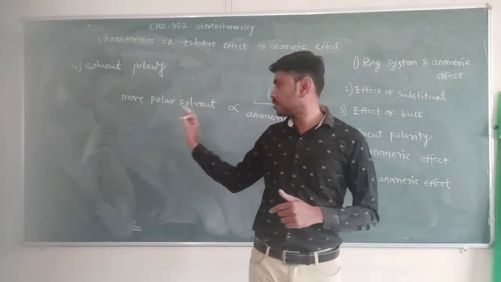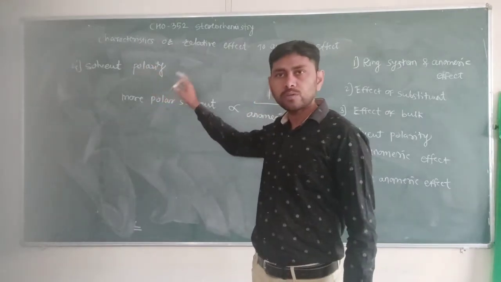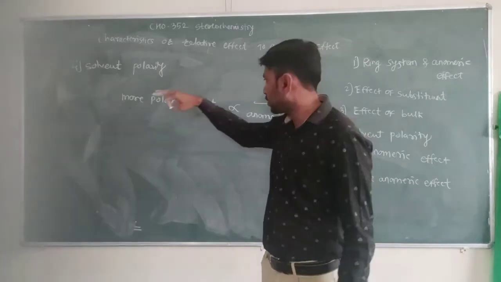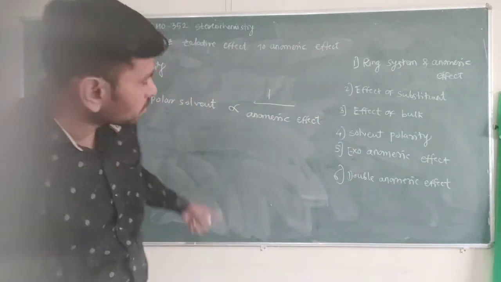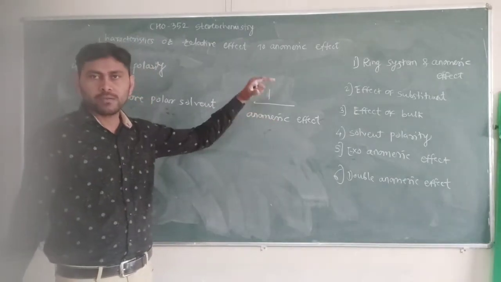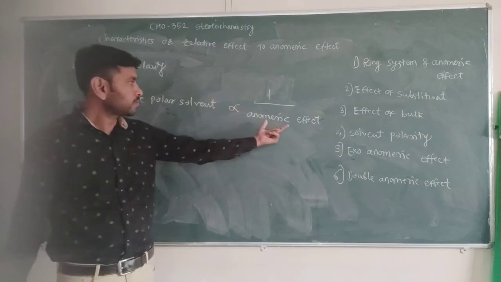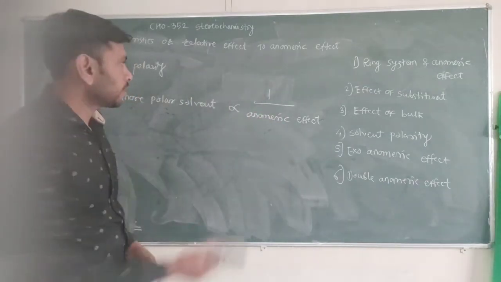So it is important to see the solvent effect. In a more polar solvent, there is less anomeric effect. When we increase the solvent polarity, the anomeric effect goes on decreasing, and when we decrease the solvent polarity, the anomeric effect increases. So these two quantities are inversely related.